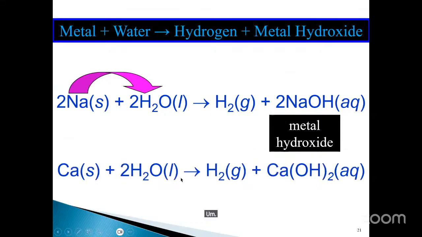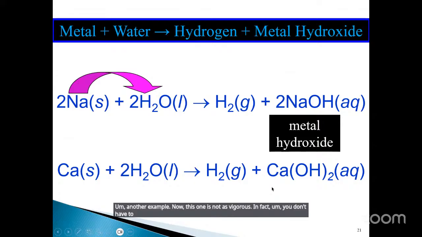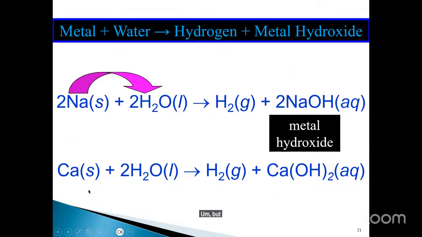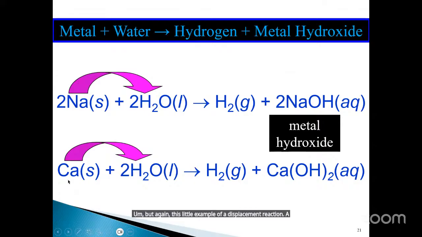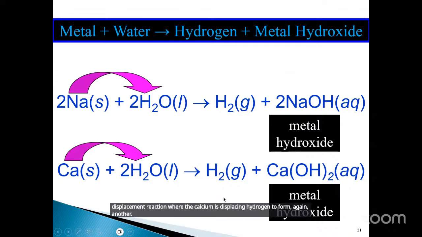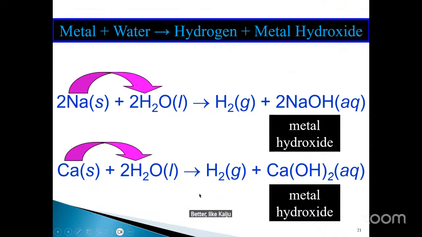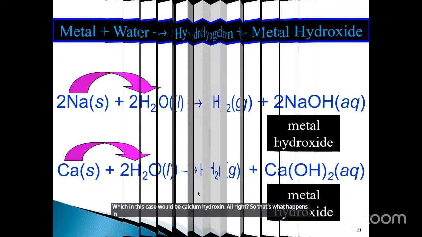Another example, now this one is not as vigorous. In fact, you'd have to heat this one to make sure it goes. But again, this is another example of a single displacement reaction where the calcium is displacing hydrogen to form another metallic hydroxide, which in this case would be calcium hydroxide. So that's what happens in these cases.